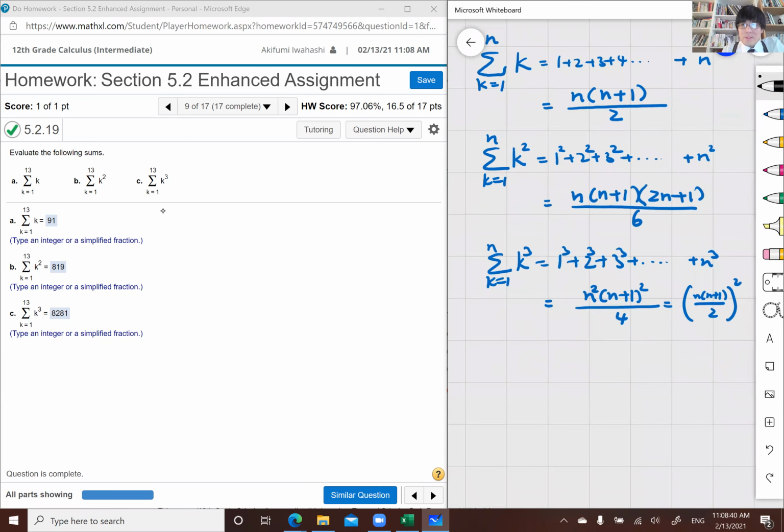So applying those formulas for part A, this is 1 plus 2 plus 3 plus up to 13. You don't have to write this down, but up to 13 is the same thing as 13 times 14 divided by 2, and that is equal to 91.